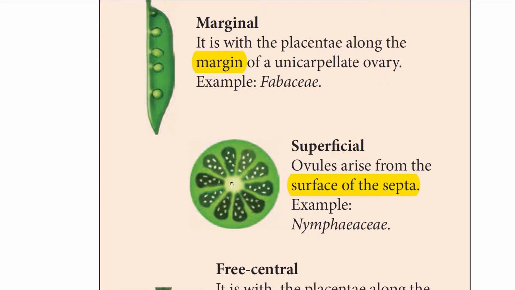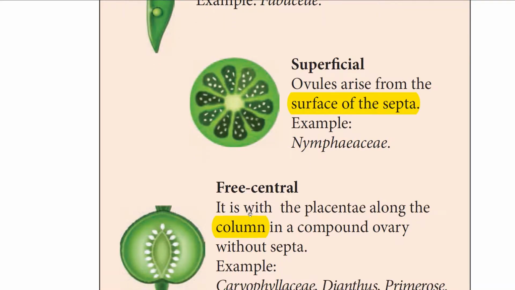When the ovules arise from the surface of the septa, you can see this is the surface, this is the placental tissue. In cross section of the ovary, we can see the septum and this is the ovary wall. The white color dots are called ovules. When they arise from the surface of the septa, then we call it superficial placentation. Example for this is Nymphaeaceae.